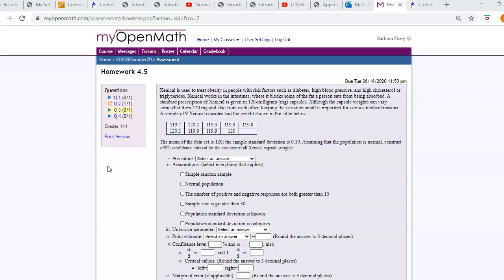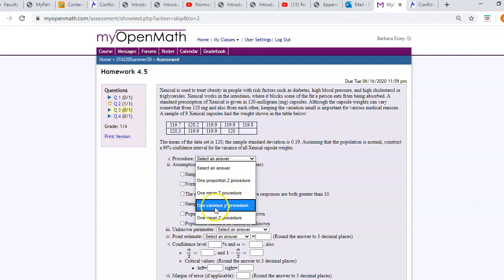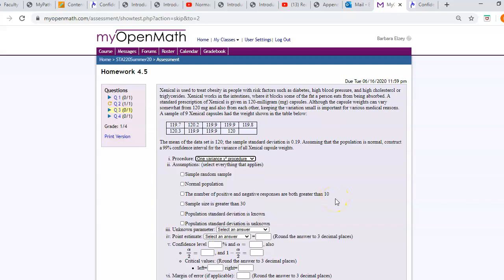Okay, so we're going to do a confidence interval for population variance here. So let's take this thing through the whole example. Our procedure is always going to involve a chi-squared when we're doing variance. So let's see. There we are, one variance, chi-squared procedure. Our assumptions. Well, let's notice up here, we can assume the population is normal, so we've got that.